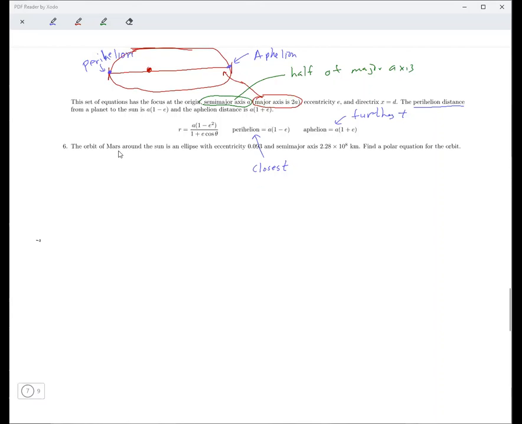Okay, and then this is the revised formula. So instead of the numerator being ED up here, it's A times 1 minus E squared. But this is still E right here, 1 plus E cosine theta.